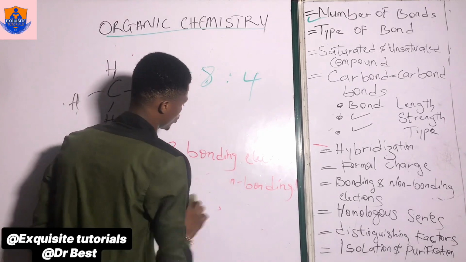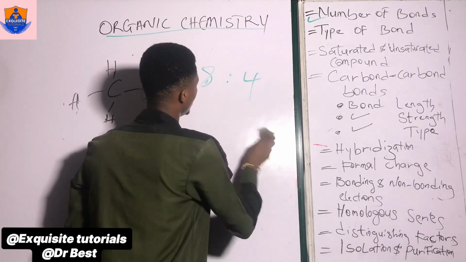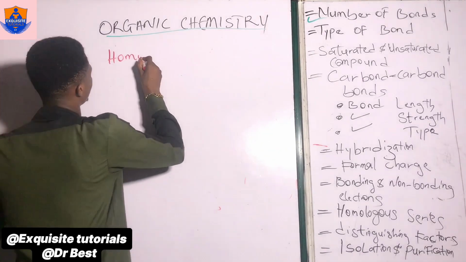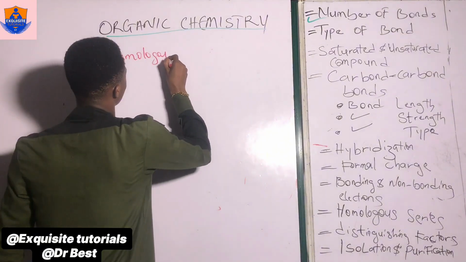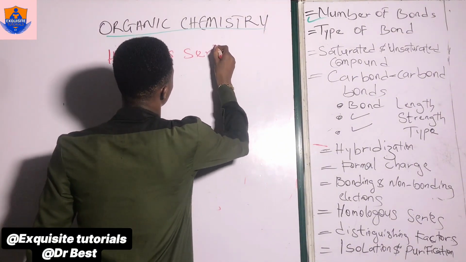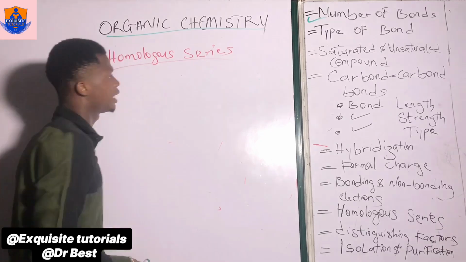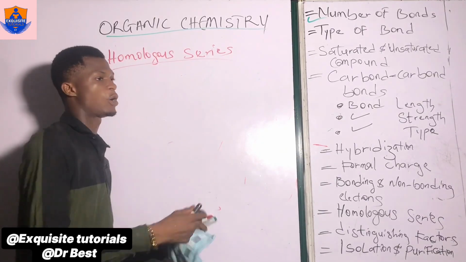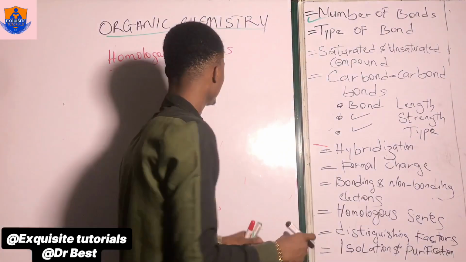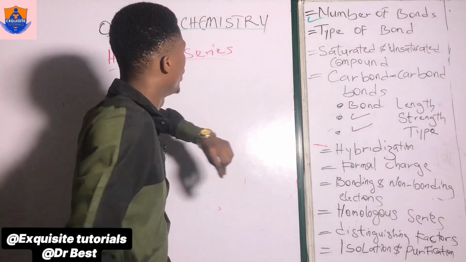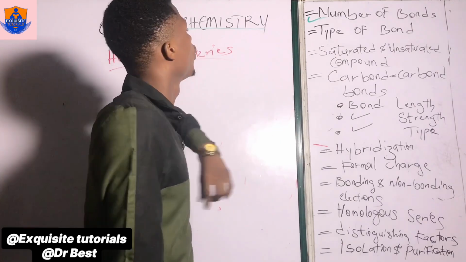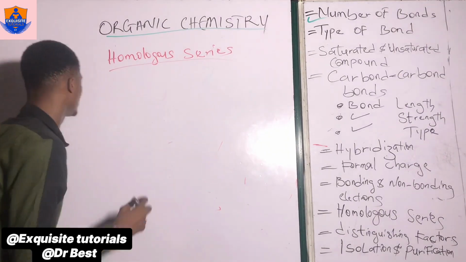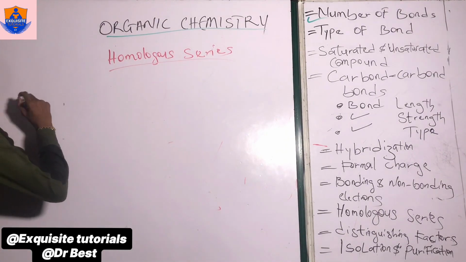Now, the next thing I want us to look at briefly is the homologous series. So we are looking at the homologous series. When we talk about homologous series, we are talking about a group of compounds that belong to a particular group. Let's look into the characteristics of a homologous series.